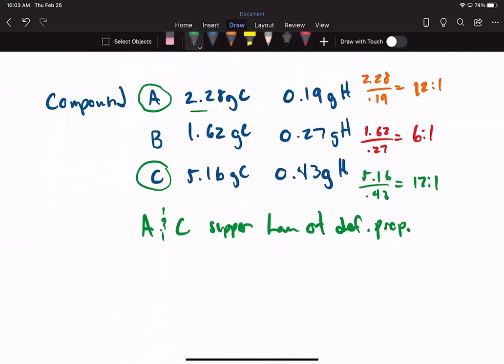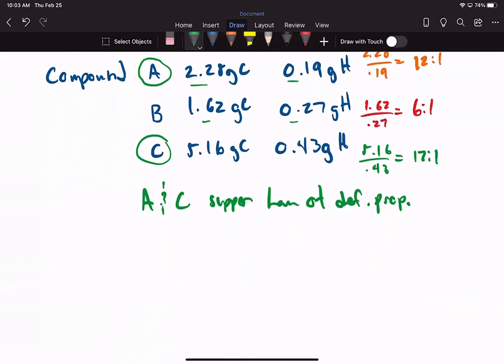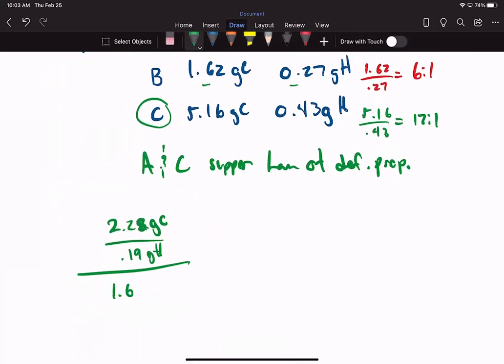All right. Well, let's take a look at this again now. Because I have these masses here, why don't we take one mass and divide it by the other mass? So we can also look at it this way. We can say 2.28 grams of carbon over 0.19 grams of hydrogen, and divide that by, let's say, 1.62 grams of carbon over 0.27 grams of hydrogen. And what answer do we get there?